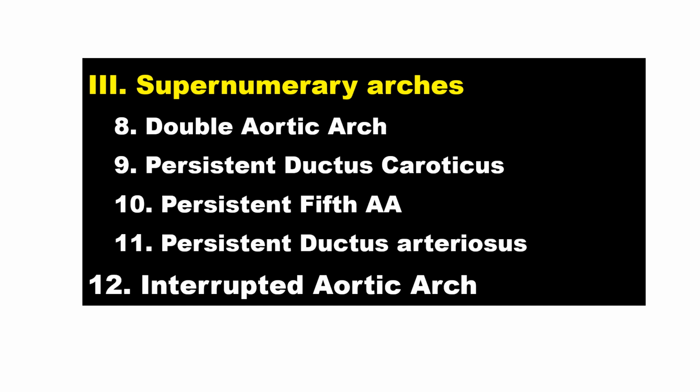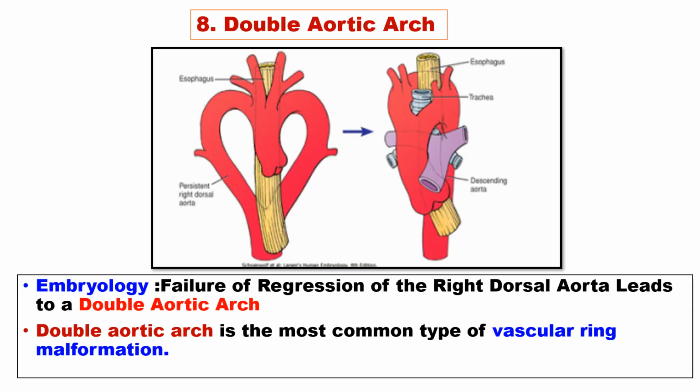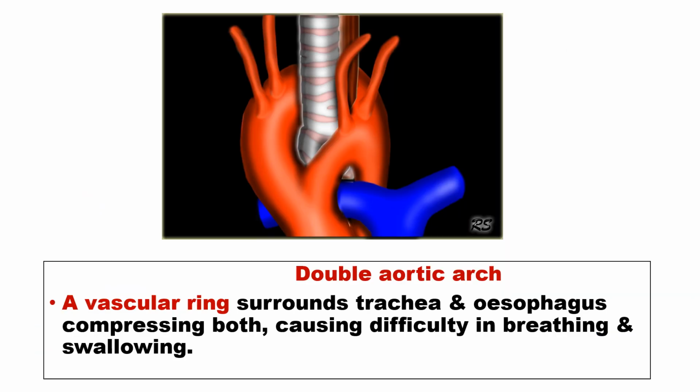Coming to the supernumerary arches: the double aortic arch, persistent ductus arteriosus, persistent fifth aortic arch, persistent ductus arteriosus, ductus caroticus, interrupted aortic arch. Double aortic arch: embryologically, failure of regression of right dorsal aorta leads to the double aortic arch. Double aortic arch is the most common type of vascular ring malformation.